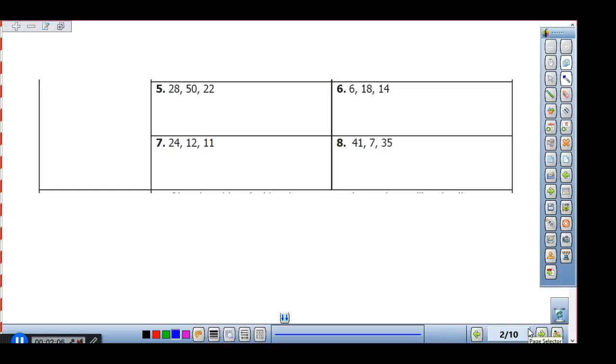Okay? Number 5. What are my two short sides? 28 and 22. I add them together, I get 50. Is 50 greater than 50? No. Okay? They can't be equal. They have to be greater. The sum has to be greater than the third side. I put the 2 lines over. No, for sure.